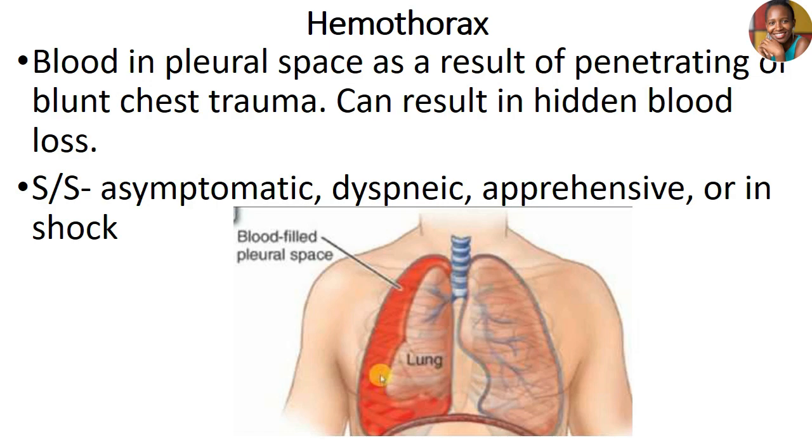So mostly our patients come with signs and symptoms which include being asymptomatic. Asymptomatic means it's not very easy to tell the symptoms, or they do not show any sign that they are bleeding because it's an internal bleeding. The patient also will look dyspneic, or present with signs of difficulty in breathing. They also look apprehensive, but others can start presenting with signs and symptoms of shock, and in this case we talk about hemorrhagic shock or hypovolemic shock because of the loss of blood.